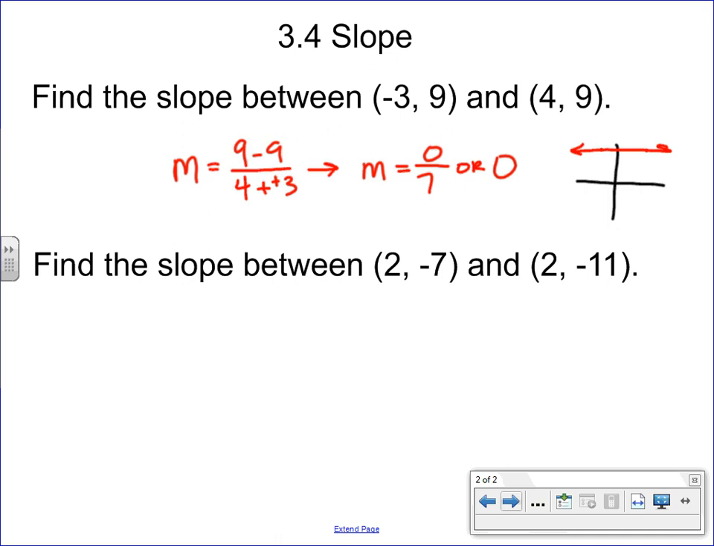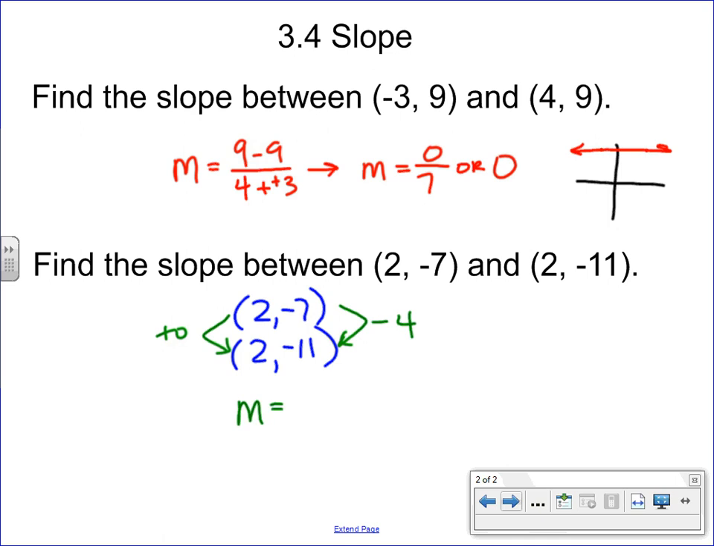All right, another one that's special is the second example here, when we have to find the slope between 2, -7 and 2, -11. This is one where I'm just going to stack the 2 points. So in this one, I notice that my y's are going down 4, and my x's are adding nothing. They're not going up or down by anything. So if I were to write my slope for this, my rise, or the change in my y values, is -4. My run, which is the change in my x's, is 0.